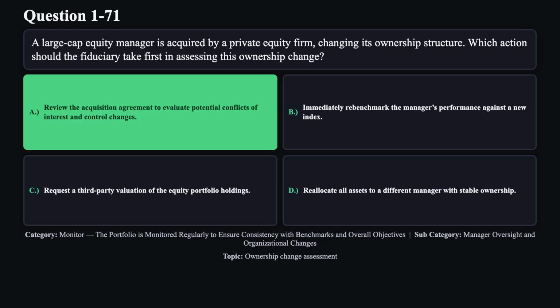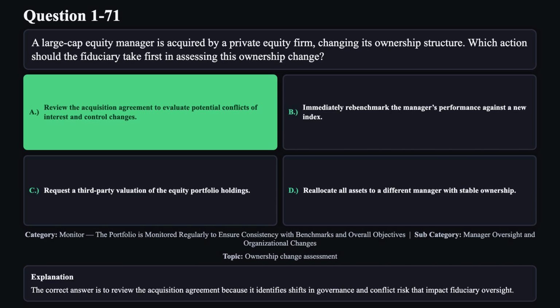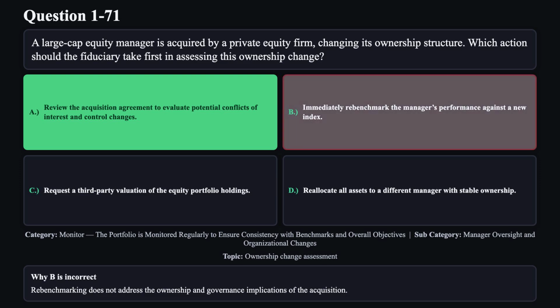The correct answer is A. The correct answer is to review the acquisition agreement because it identifies shifts in governance and conflict risk that impact fiduciary oversight. Reason B is not correct. Rebenchmarking does not address the ownership and governance implications of the acquisition.